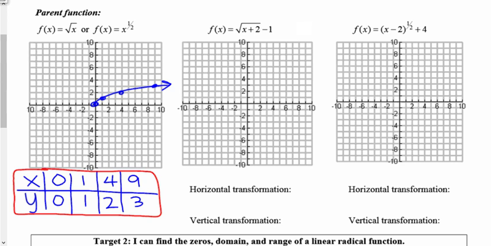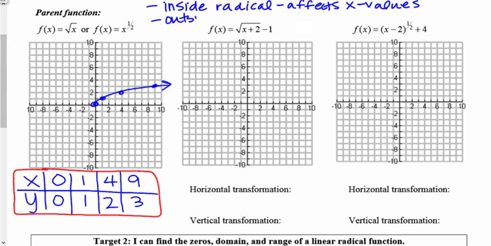So I'm going to go ahead and write that up here. Everything inside the radical affects our x values, and everything outside the radical affects our y values. So that's very important as we look at these transformations and we graph these new functions.